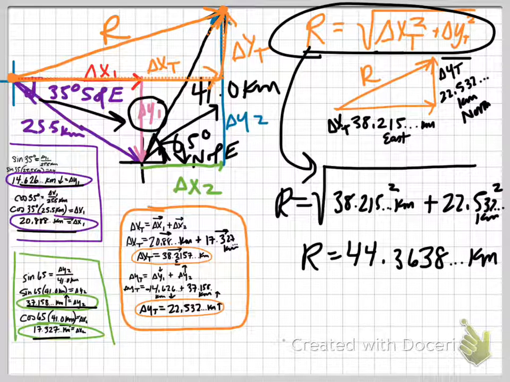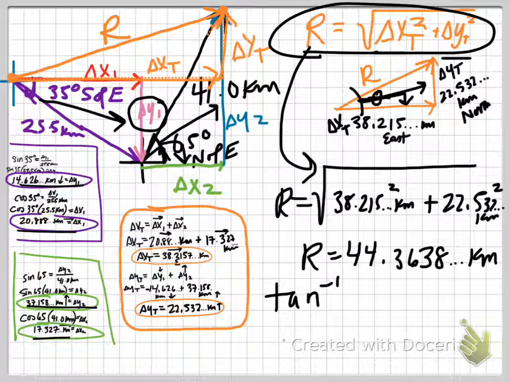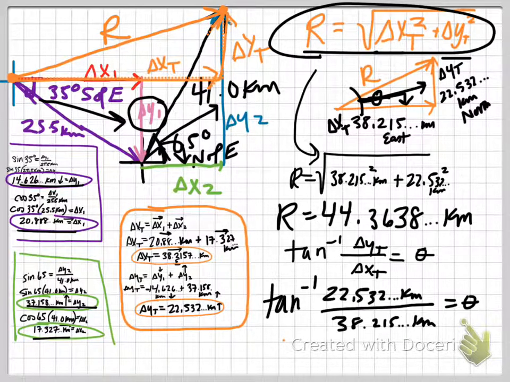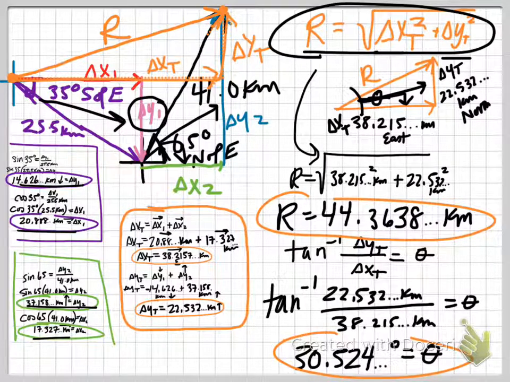Am I done? Nope, because I've got to get the what? Heading. To do that, I'm again looking at this overall triangle, and I want this angle theta. My opposite will be my delta y, my adjacent will be my delta x. So the inverse tangent of delta y total over delta x total will equal theta. Now I'm going to plug in numbers. So I'm showing that with my numbers put in. Okay, so I've got 30.524, etc. degrees. I have to find the directional heading on this.